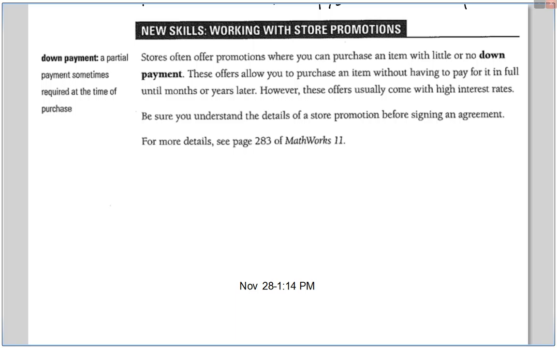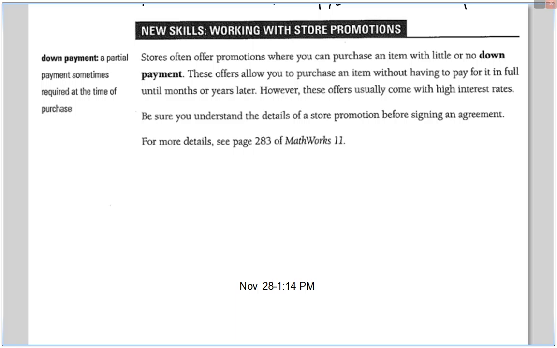Anyways, let's move on. Okay, working with store promotions. Stores often offer promotions where you can purchase an item with little or no down payment. These offers allow you to purchase an item without having to pay for it in full until months or years later. However, these offers usually come with a high interest rate. Why would it be a higher interest rate?